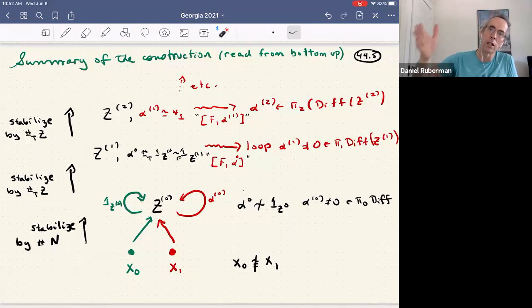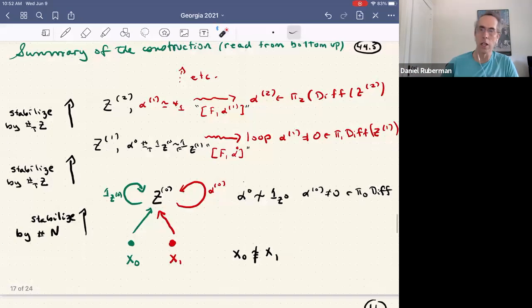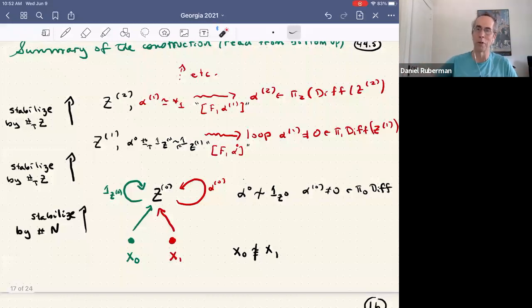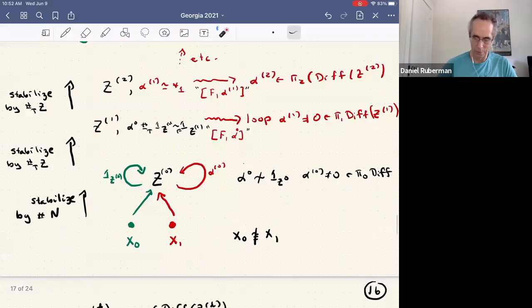That's going to give us a sequence of elements in pi 0, pi 1, pi 2 of different manifolds, Z1, Z2, etc. And with just a little bit more technique and a little more ingredients from four-manifold theory, you can find independent summands of a given rank. You just have to, in some sense, add more manifolds together.